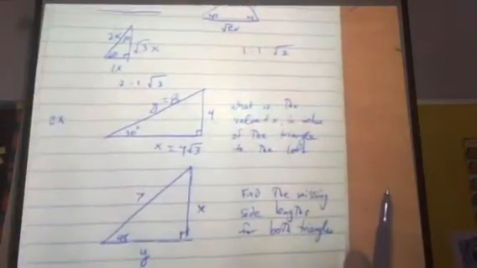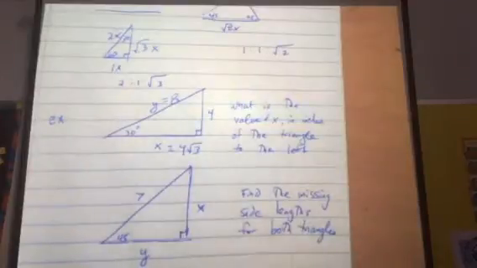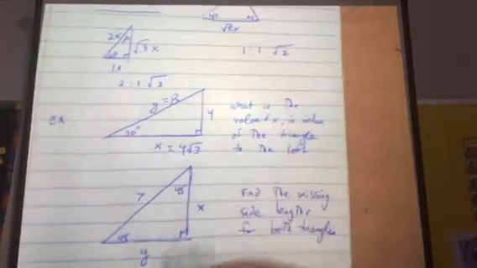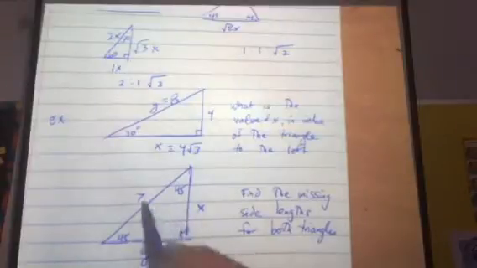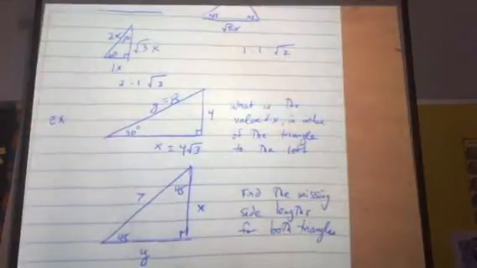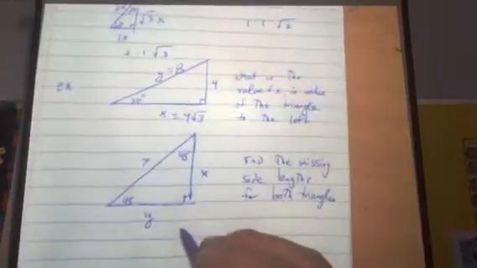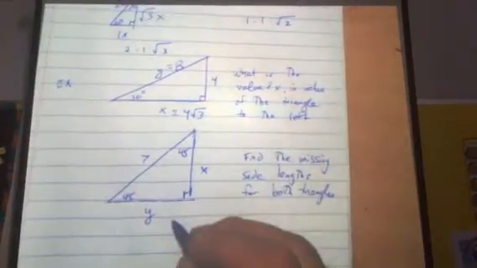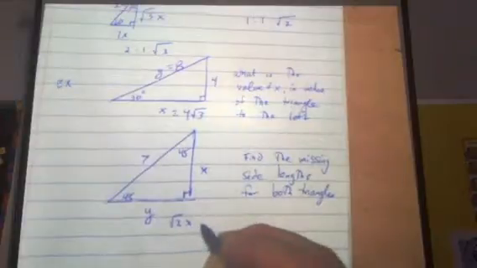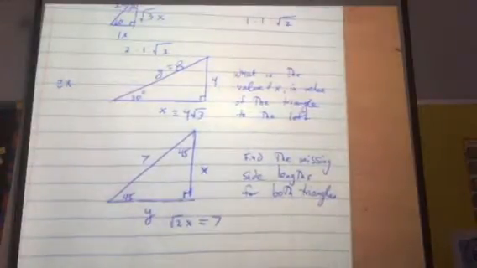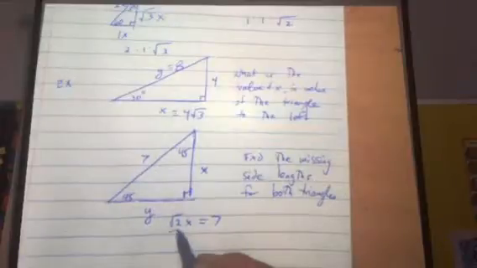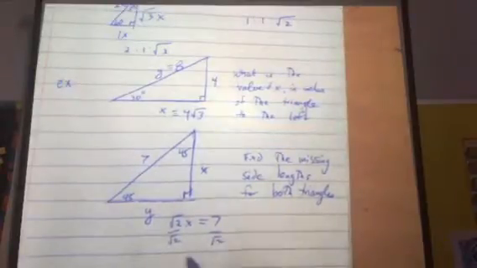For instance, in this case, find the missing side lengths for the triangle to the left. This is a 45, 45, 90 degree triangle. And we know that these sides are the same, but we don't know what they are. We know that this times root 2 equals 7. So if you write that as an equation, then you can start to solve it. So you've got root 2 times x equals 7. We know that because of the ratio. We're solving for x, so we're going to divide by root 2. And we get x equal to 7 over root 2.